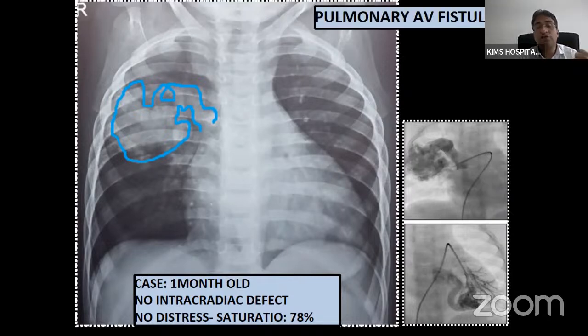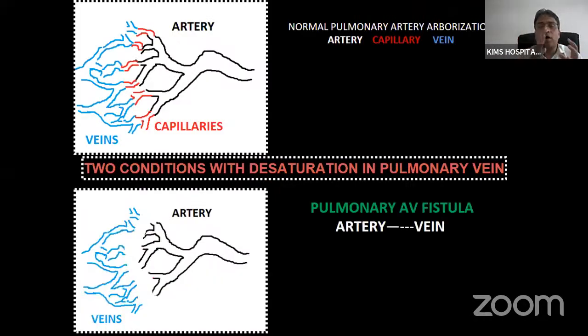So once you see something like that, you have to rule it out. Here there is no distress, that means the lung parenchyma is not involved. Because what happens in pulmonary AVM: normally the artery will go to the capillary and then go to the vein, so oxygenation happens there. In a pulmonary AV fistula, that capillary phase will be absent. So the pulmonary artery, which carries impure blood, will directly drain into the vein. So there will only be desaturation, but there won't be any distress. So that is the differentiating point.